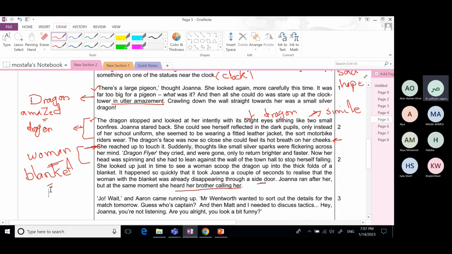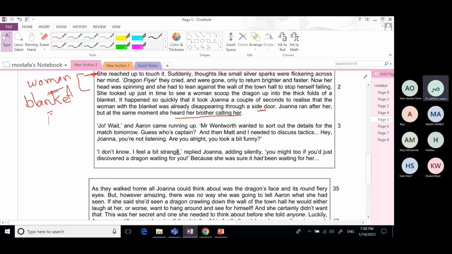Okay, so now we learned that something interesting happened. Maybe there will be a fight. There is something unpredictable about to happen in the next paragraph. Let's see. Khalid, read.